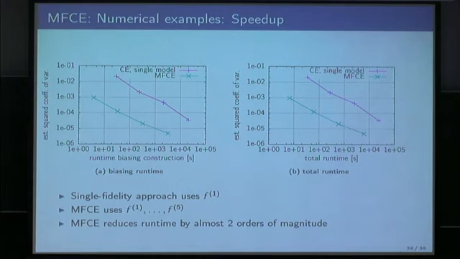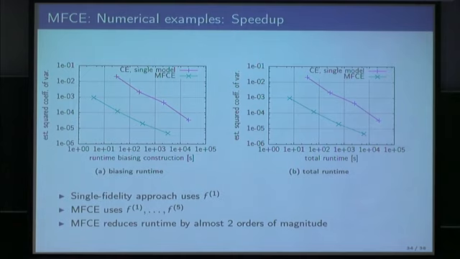So how does the multi-fidelity approach compare to the CE approach that uses a single model only? On the left you can see the runtime that we need for constructing the biasing density, and this is where we can obtain speedups. This is where we use the surrogate models versus the coefficient of variation. And here you can see the CE that uses the high fidelity model alone, and here you can see the multi-fidelity approach that combines these multiple surrogate models that I have shown on the previous slide.